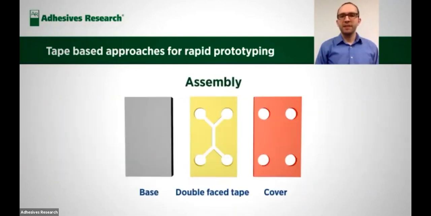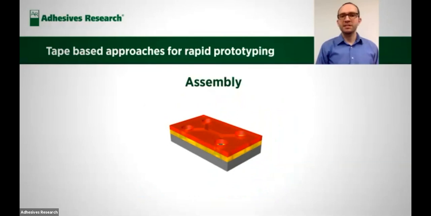That tape, after it's cut to the appropriate microfluidic channels, can then be assembled with a base and a cover to form your microfluidic device, simply with the application of pressure to bond the adhesive. And then finally, once this full device is formed, it can be disinfected or primed in whatever way is necessary prior to the introduction of the biological materials.